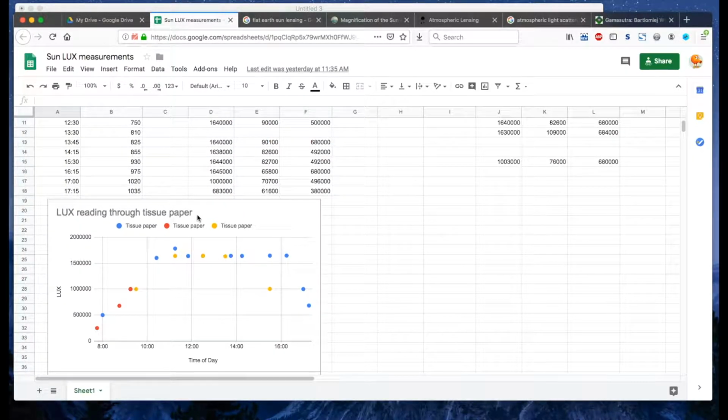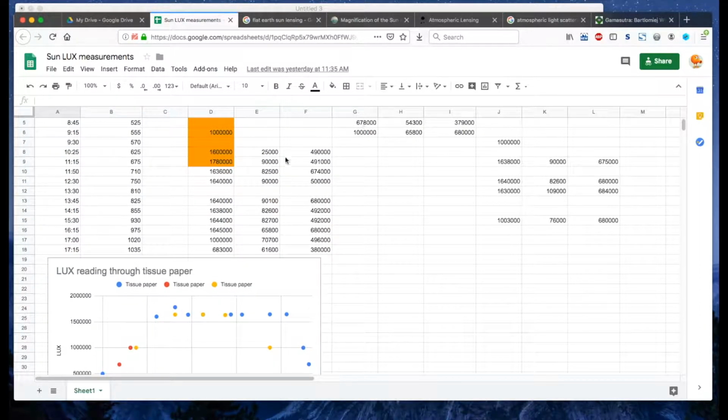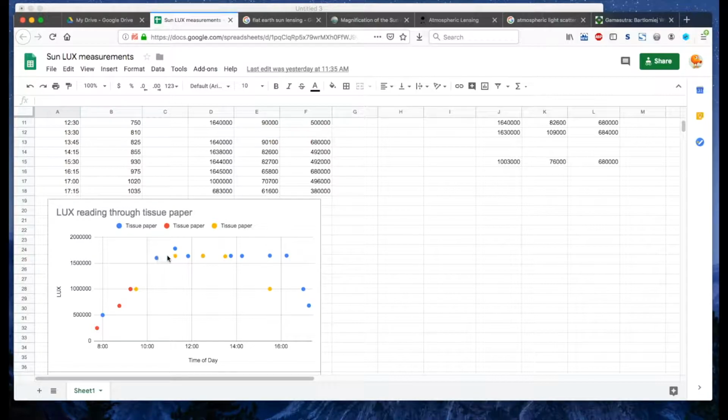So the lux readings through the tissue paper sort of ramped up like this to about 10:25 a.m. And from about 10:25 to about 4:15, it tended to flatline. And then after 4:15, it started to go back down. Now, just in case this flat line was because the camera was swamped out, and here you can see that there's a few outliers.